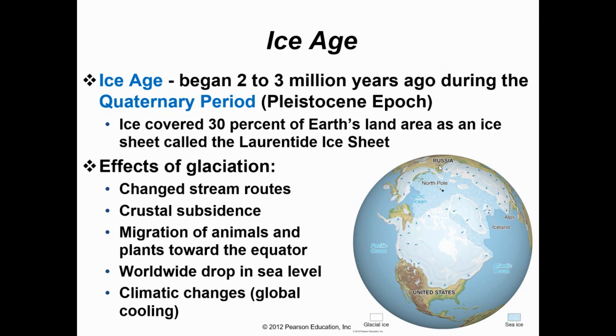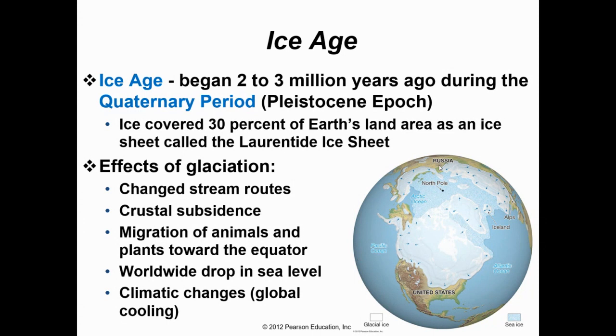Okay, one is we know that stream channels were changed. Their routes were, for instance, like the Mississippi. Actually, if you look at the bedrock map of the U.S., you'll see that the Mississippi had once carved its channel in bedrock, but once the ice age occurred, its channel was shifted into a different course. Okay, so that was pretty common.